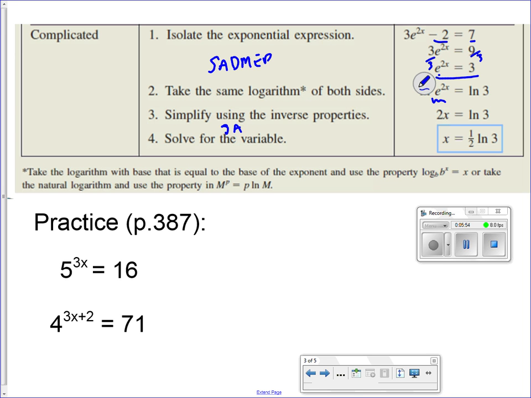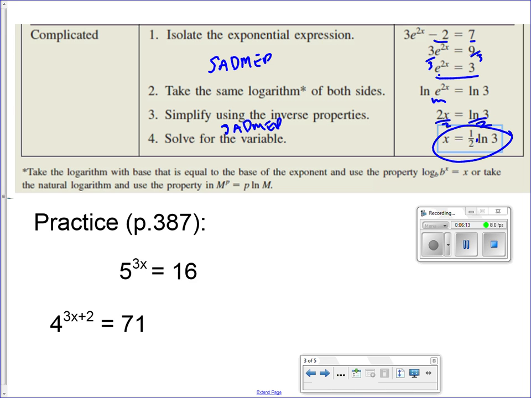So you're continuing to do SADMAP, dividing both sides by 2. And then remembering our properties, dividing by 2 is the same thing as multiplying by 1/2. So let's look at 2 practice problems. These are both from page 387 of your textbook.